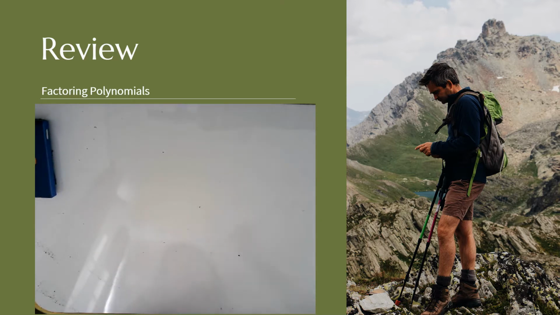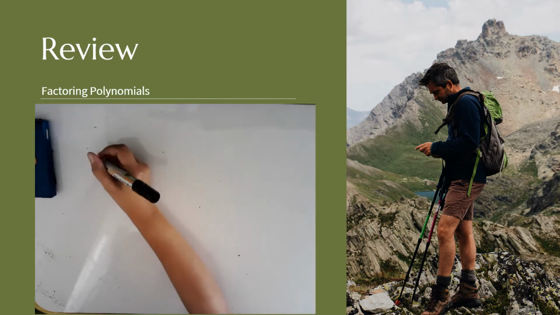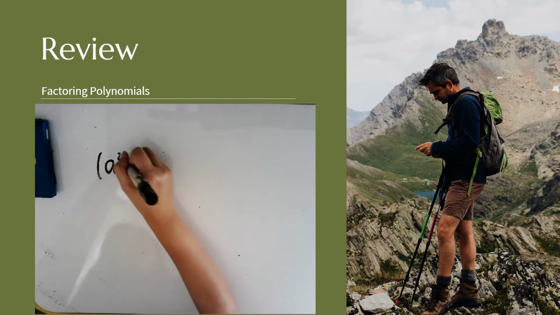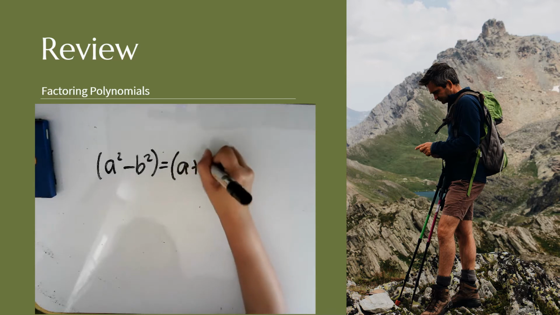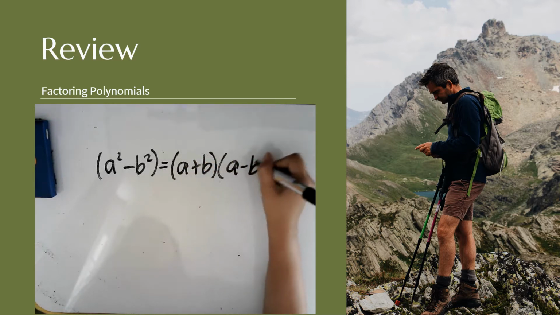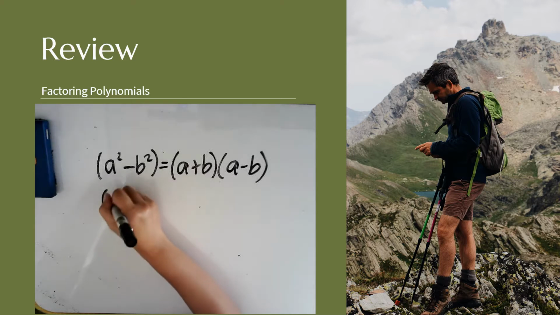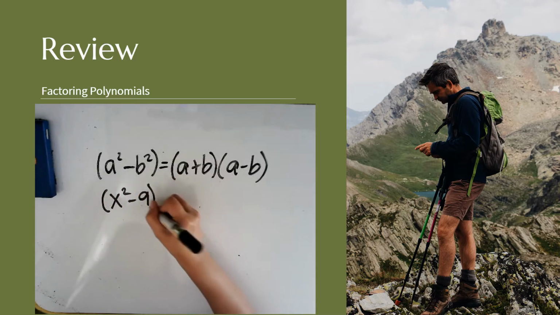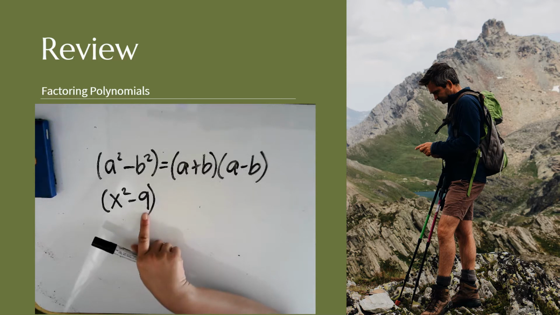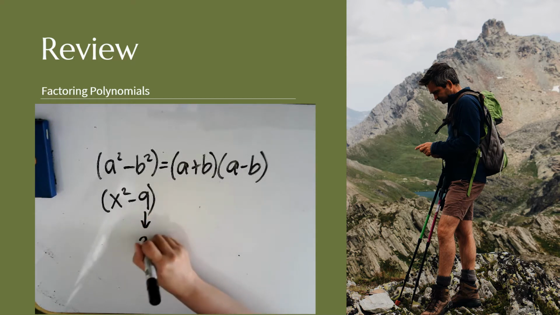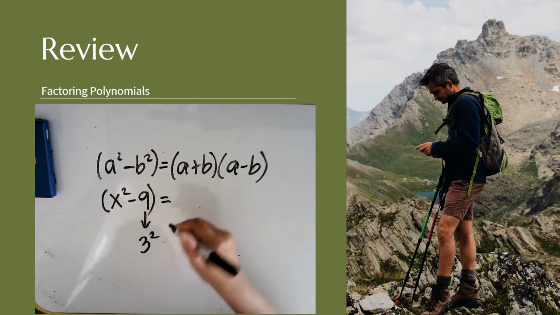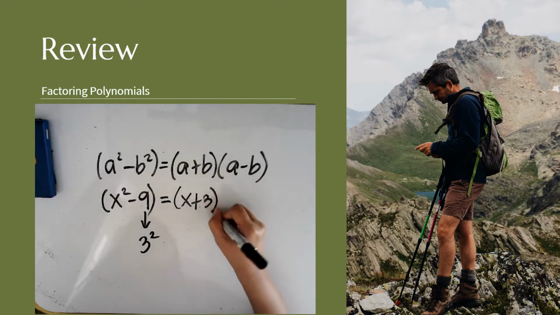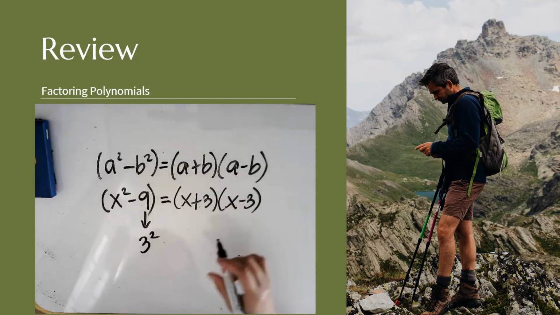So the first one is the difference of two squares. For the difference of two squares, let's say a squared minus b squared, the factors will be a plus b times a minus b. For example, let's say we have x squared minus 9. We know 9 can be expressed as 3 squared. So the factors of x squared minus 9 is x plus 3 times x minus 3.